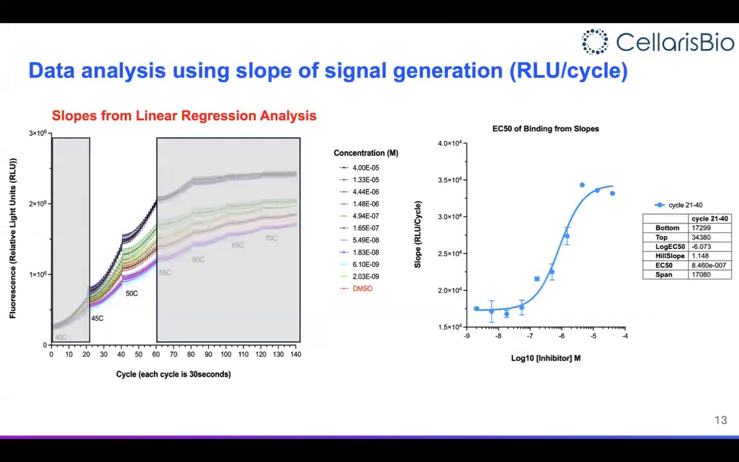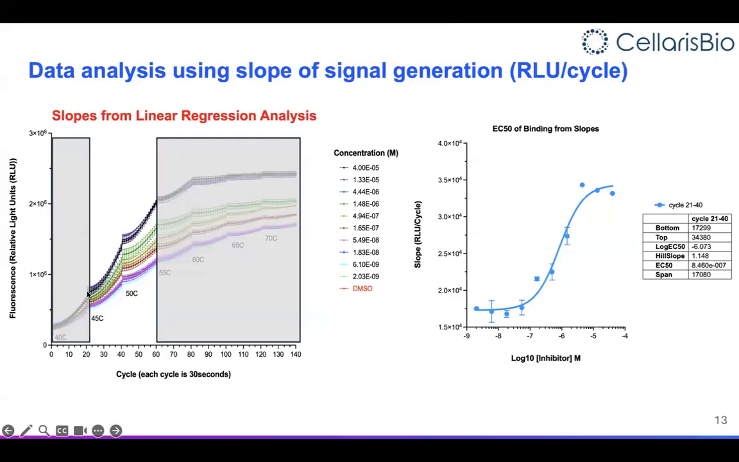The other way to analyze the data would be to look at the temperatures that are most impactful for the binding events. So in this case, you notice at the higher temperatures, it's a rather flat line for both DMSO and the higher doses. But at 45 and 50 degrees, there's significant separation of these curves.